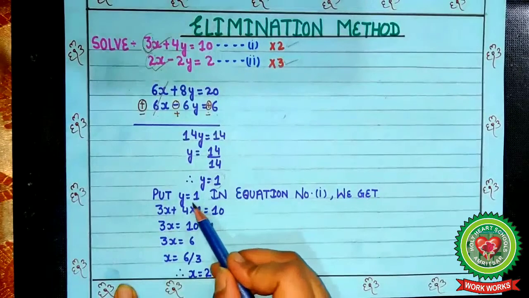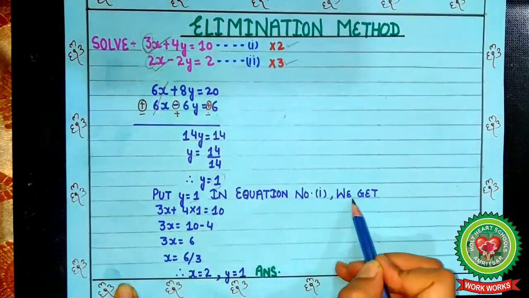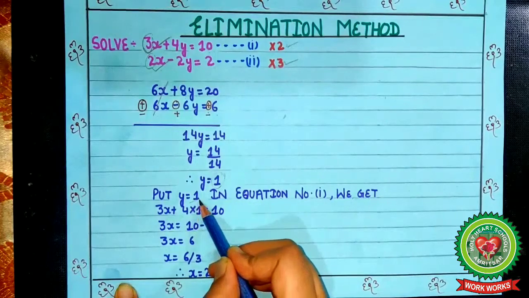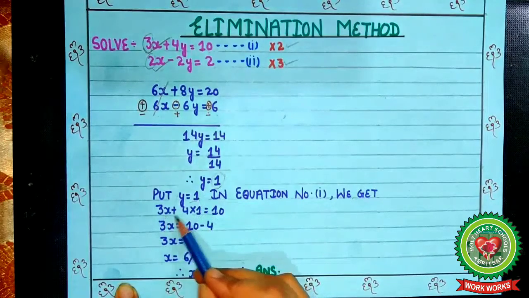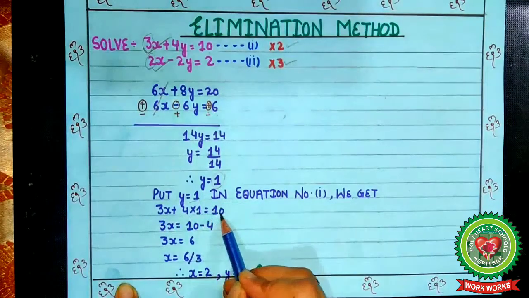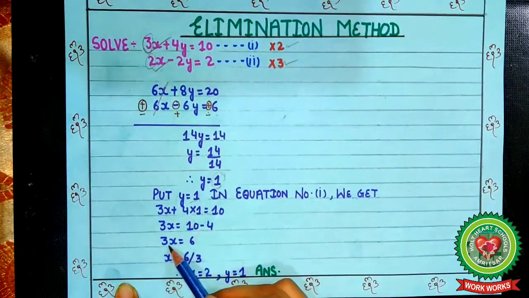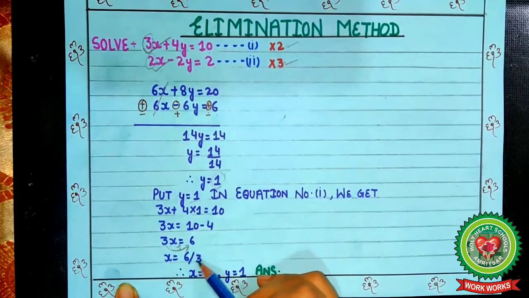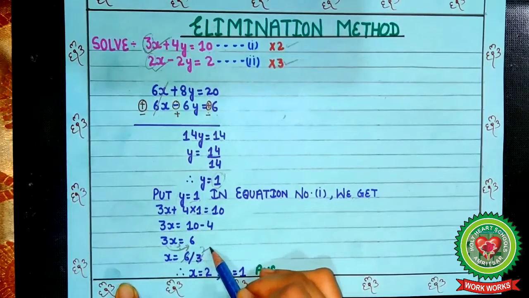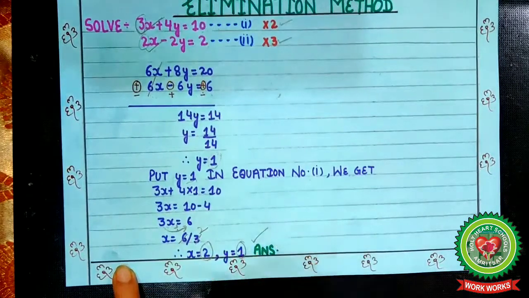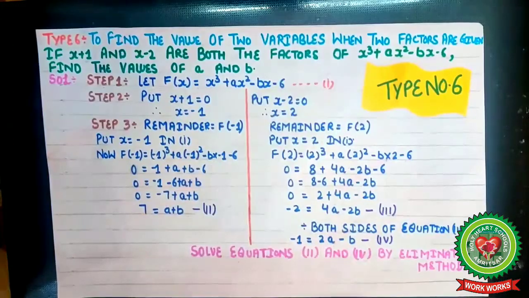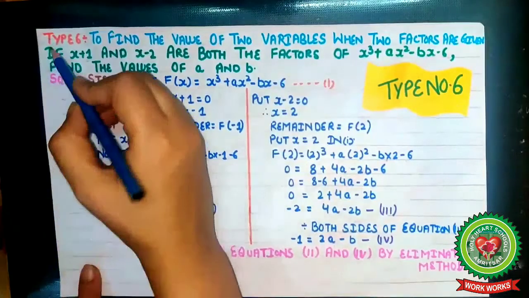Now after finding value of y, I have to find value of x. For this we will put y equals to 1 in our equation number 1 here. So after putting y equals to 1, I have got 3x plus 4 into 1 is equals to 10. So after shifting this 4 to this side, I have got 3x is equals to 6. Now this 3 will be divided by with this 6. So therefore what will be the value of x? 6 upon 3 after cutting. I have got value of x as 2. So therefore x equals to 2 and y equals to 1. This is the answer.